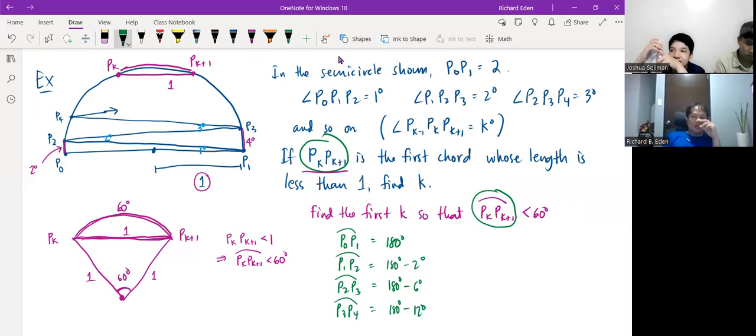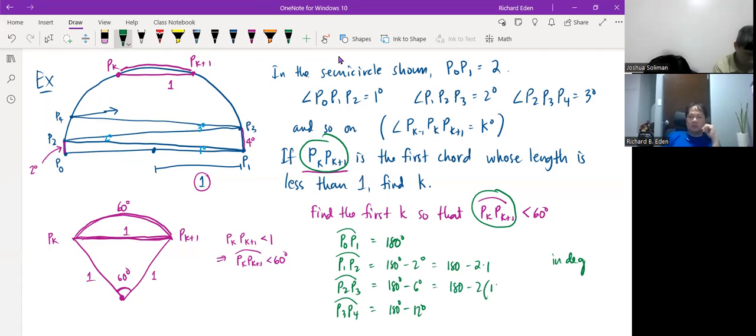All right. So where are 2, 6, and 12 coming from? They're double 1, 1 plus 2, 1 plus 2 plus 3. So this is 180 degrees minus twice 1. Let's say all measures are in degrees, so that I don't have to keep writing the degree symbol. This is 180 minus 2 times (1 plus 2). And this is 180 minus 2 times (1 plus 2 plus 3), because that's where you get 2 plus 4 plus 6. It's double 1 plus 2 plus 3.